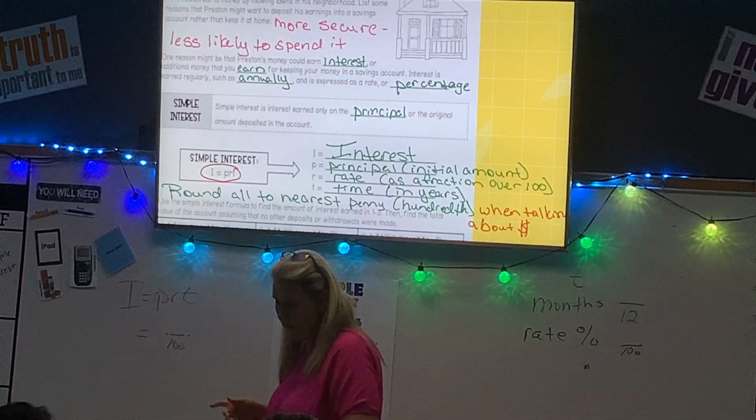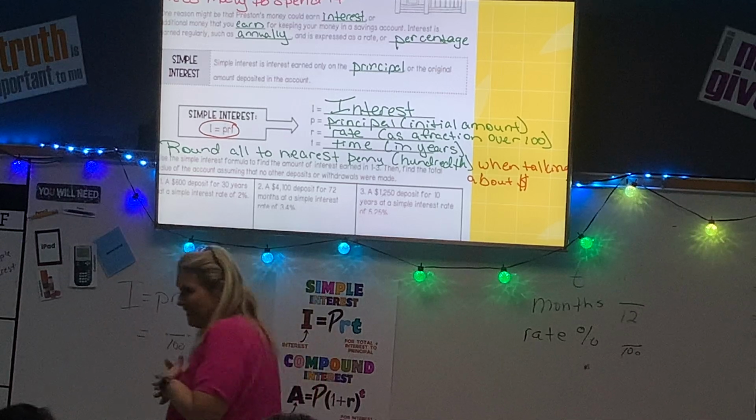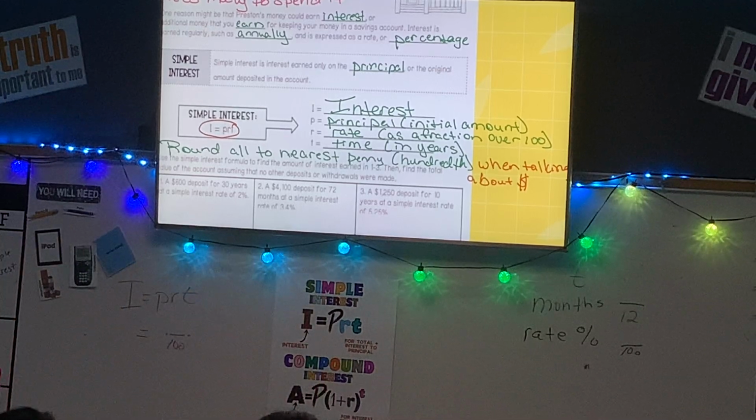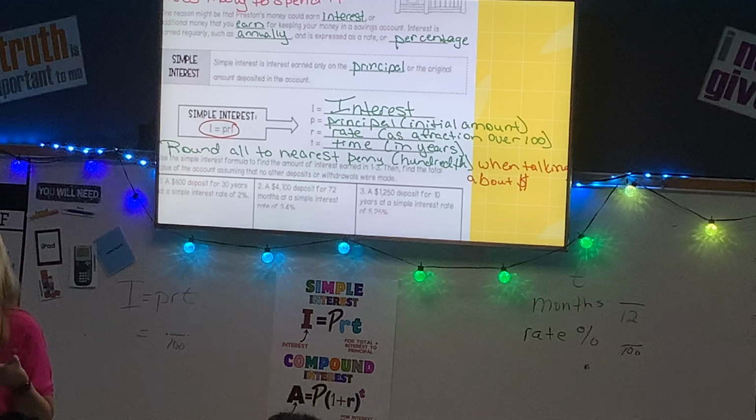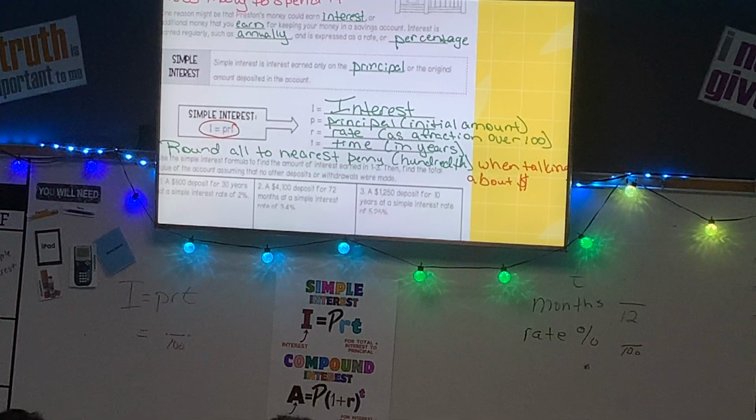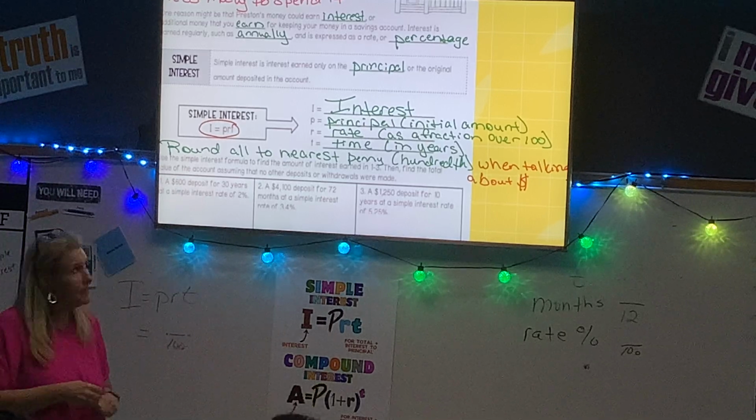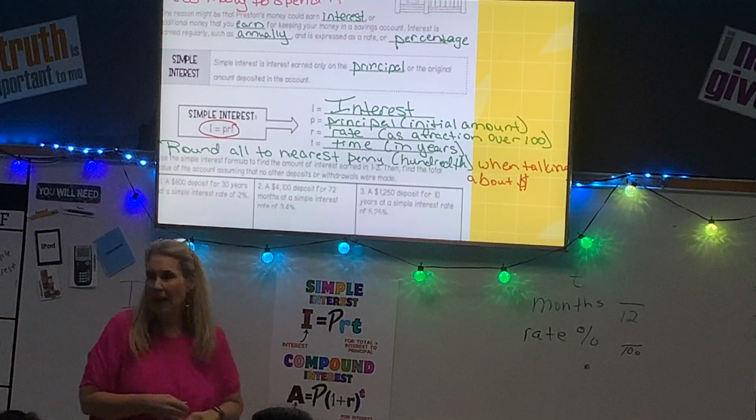So in the formula, the I stands for the interest. So that's the money you're going to earn. Principal, your P, is the initial amount. That's your starting amount. That's how much you're going to start with. Okay? The rate is always over 100. It's your percent. And your T is time in years.